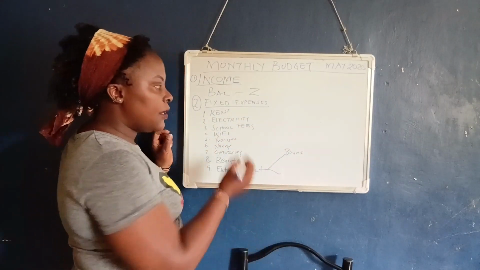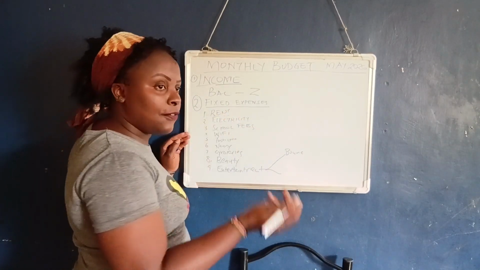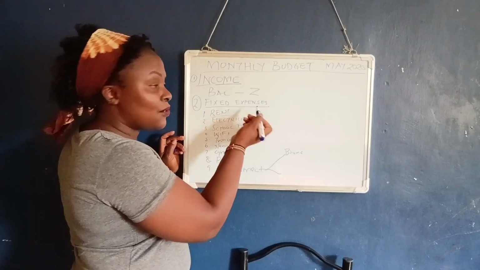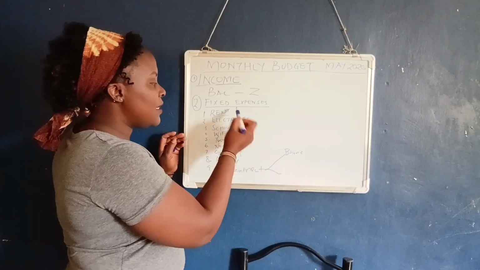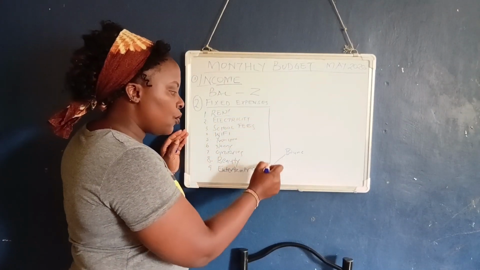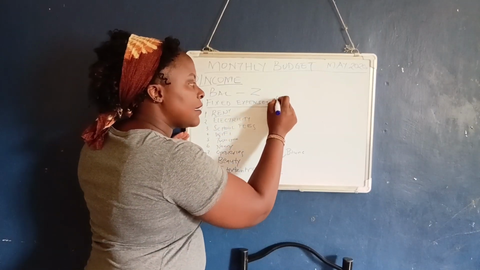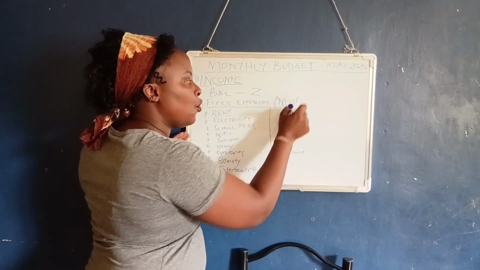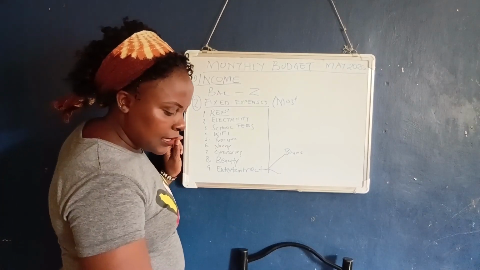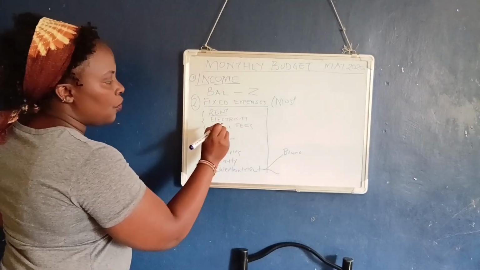You might find someone that doesn't have rent because they are living in their own house. So rent is not a fixed expense for them. So this is very individualized. You list down the things that you have to pay, a must. You see? And then after listing that, you allocate.